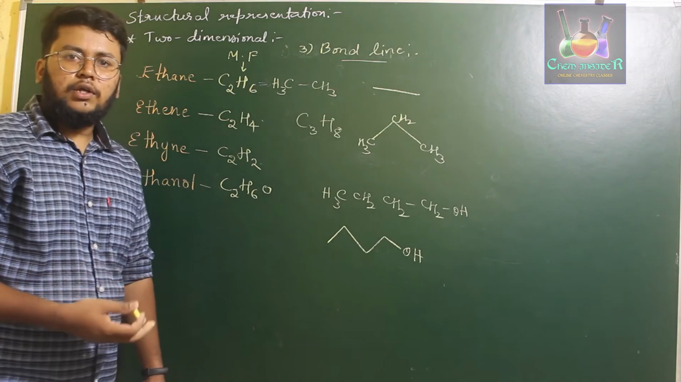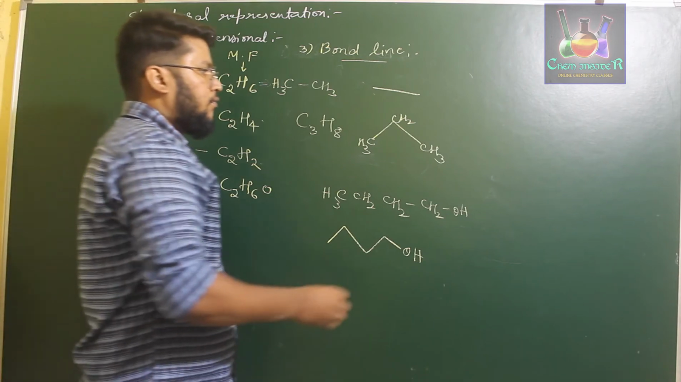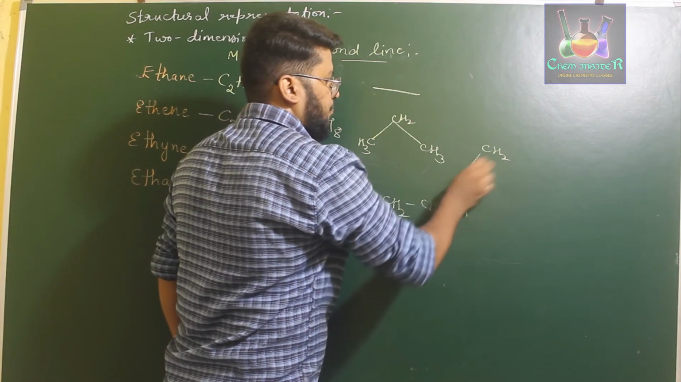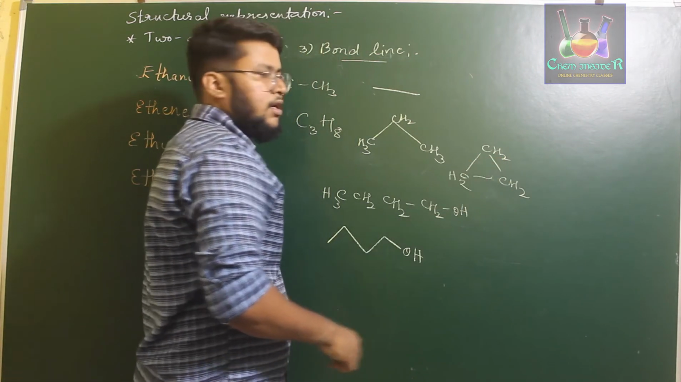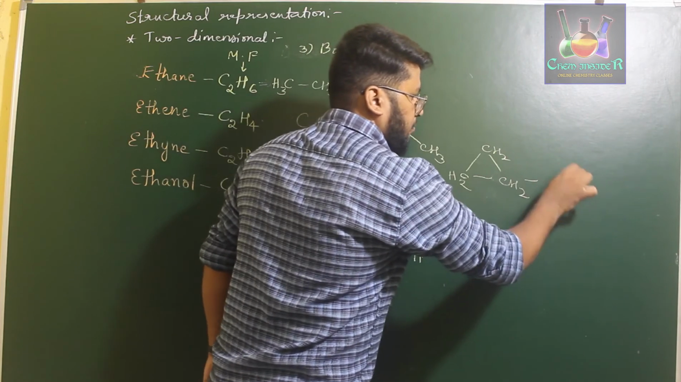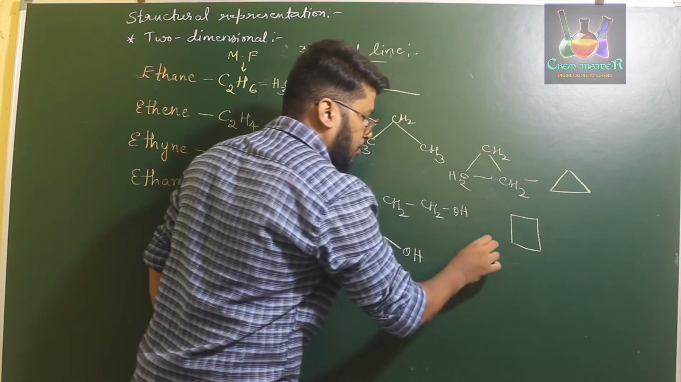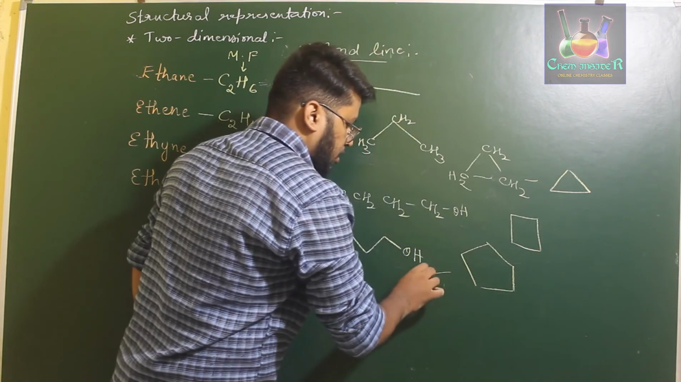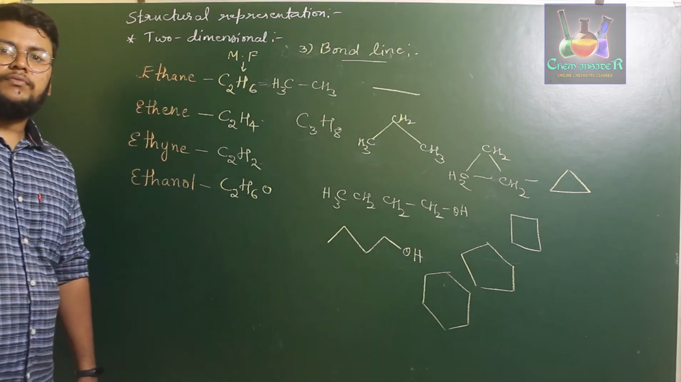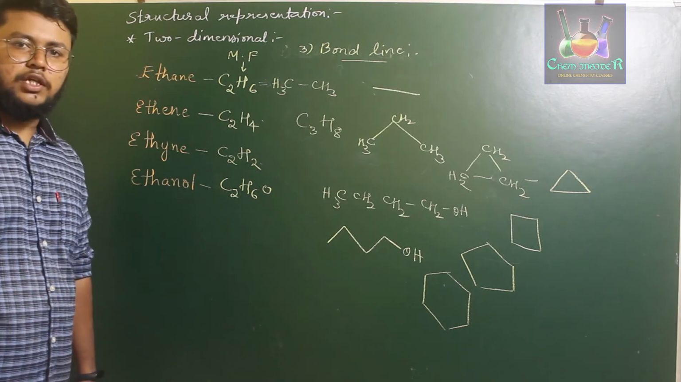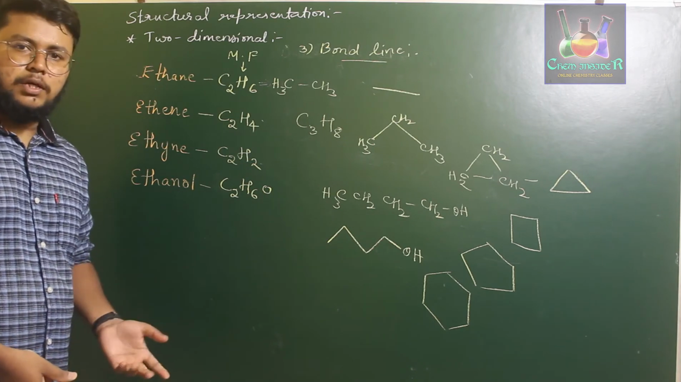Further, cyclic organic compounds are also denoted in the bond line structure itself. Now if you have a cyclic structure of type CH2, CH2, CH2, we indicate this as a triangle. If you have 4 carbon atoms, it is a square. 5 carbon atoms, a pentagon. 6 carbon atoms, a hexagon. So the number of carbon atoms indicates the number of edges present in a given ring. If there are 3 carbon atoms, it will be a triangle. If there are 4 carbon atoms, it is a square.